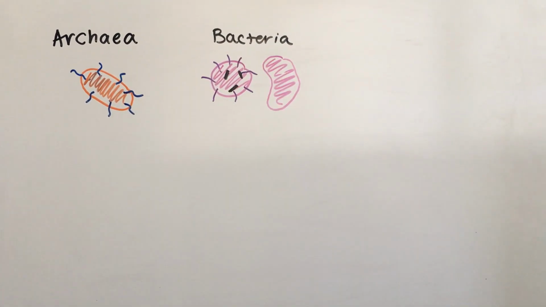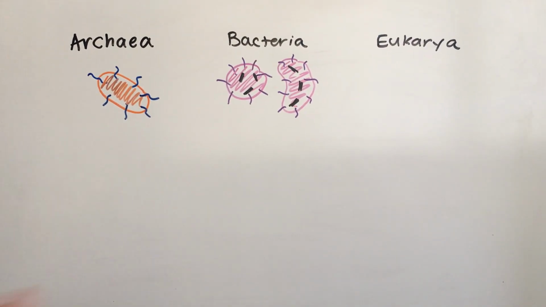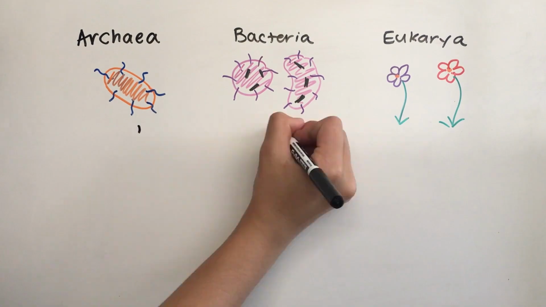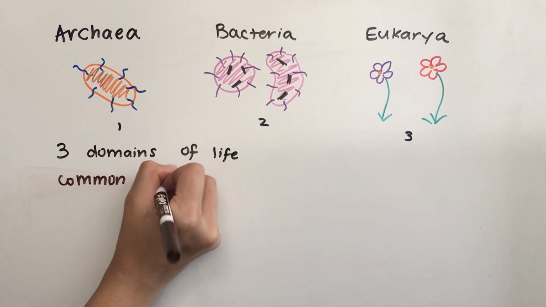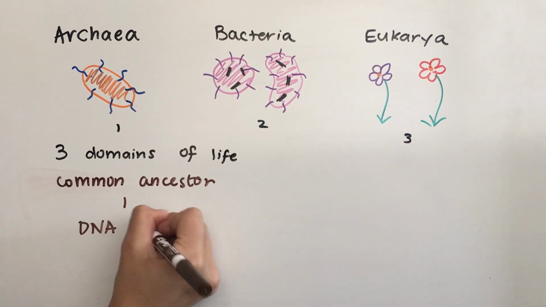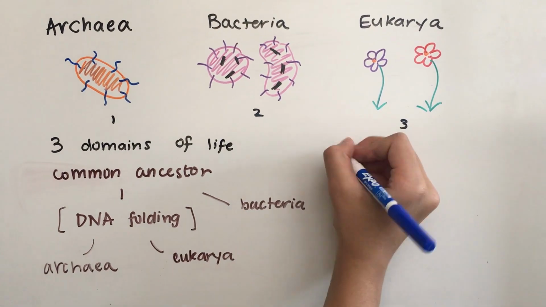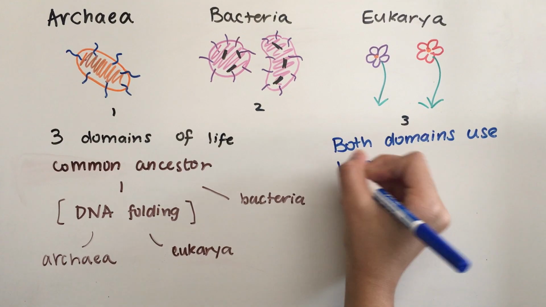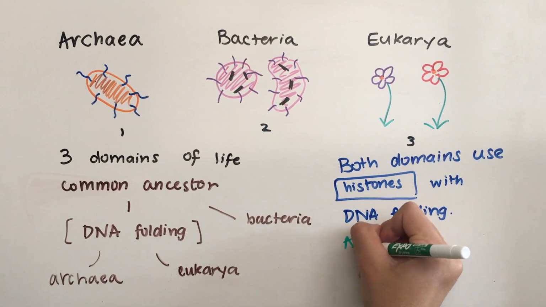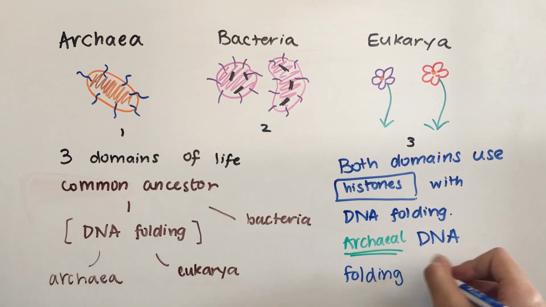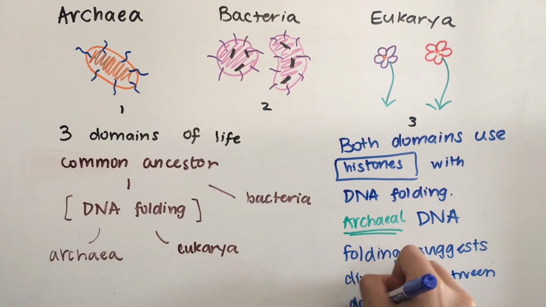Archaea, bacteria, and eukarya are the three domains of life. Archaea is said to be the closest living relative to an ancient ancestor that underwent DNA folding. Both domains use histones with their DNA folding. The study showed that archaeal DNA folding suggested a divergence between the domains.